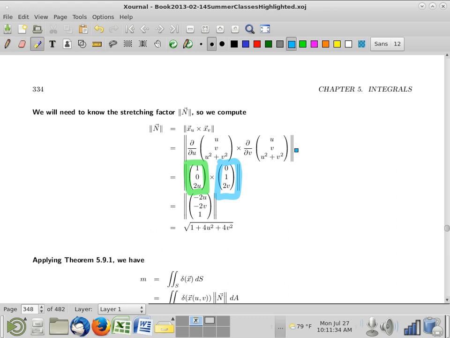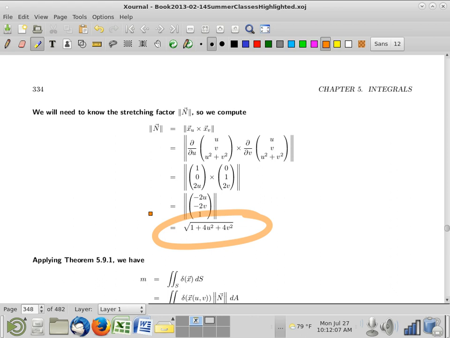Now, I've got to compute a cross product. Go back to Chapter 1. Remind yourselves, make sure you remember how to do cross products. So, working that cross product out in this case, you get that. And lastly, make sure to remember that what we're interested in here is the magnitude of that cross product. So you've got to compute that magnitude, and that gives you that.